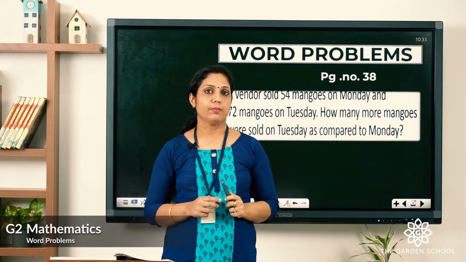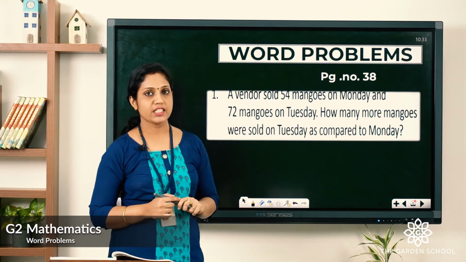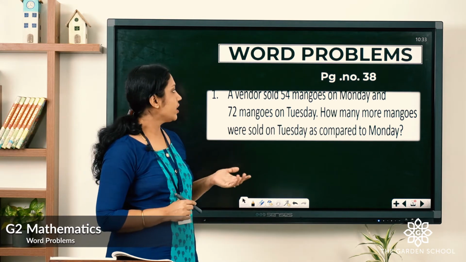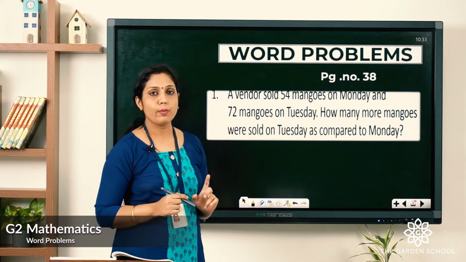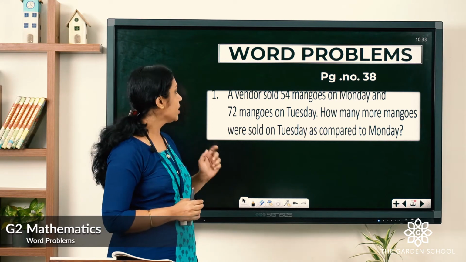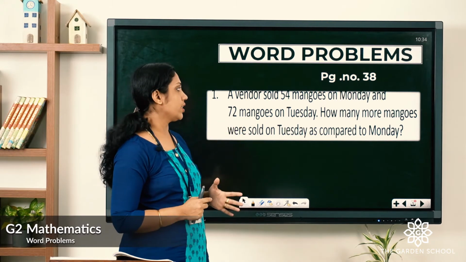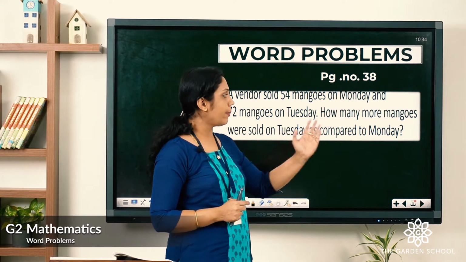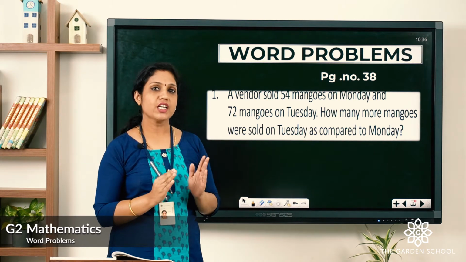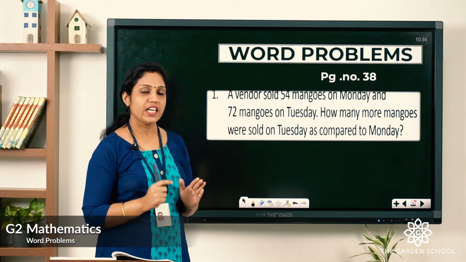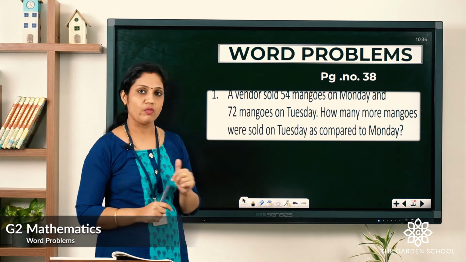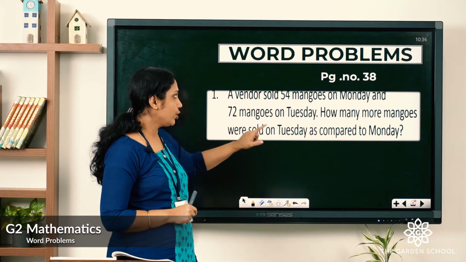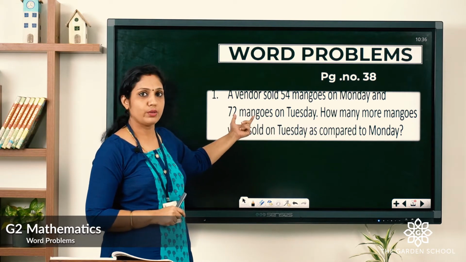Let's check another example. Here this is a question in your text, page number 38, question number 1. A vendor sold 54 mangoes on Monday and 72 mangoes on Tuesday. How many more mangoes were sold on Tuesday as compared to Monday? A vendor means a shopkeeper. And what did he sell? He sold 54 mangoes. On which day? He sold on Monday 54 mangoes. And on Tuesday, he sold 72 mangoes.